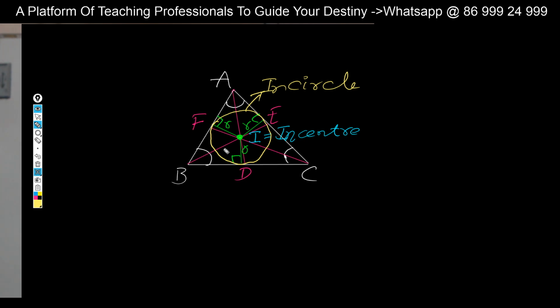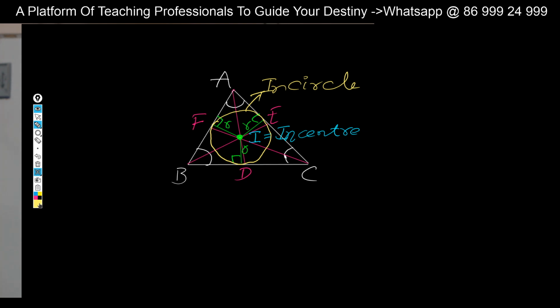Now there are a good number of properties here with regards to the incenter. The properties that you have learnt in your lower classes itself are these. Number one, the internal angular bisector divides its opposite side in the ratio of the other two sides. What is that? Let me write it here.